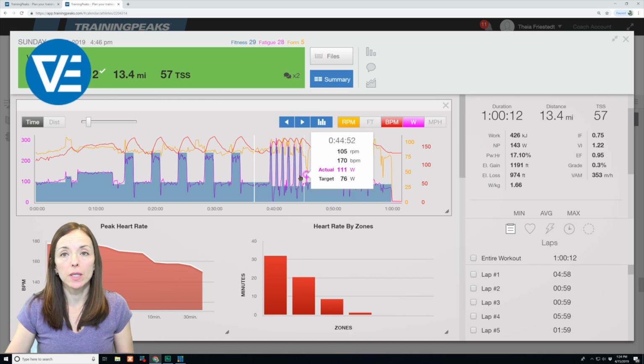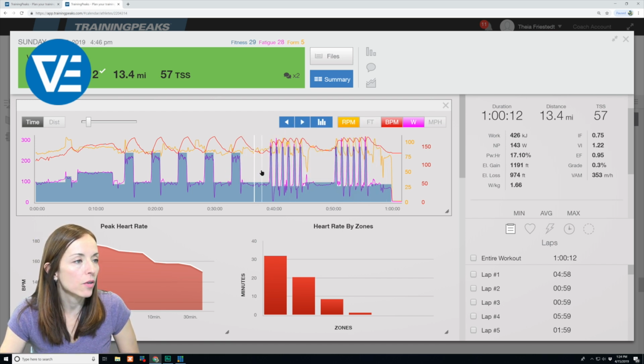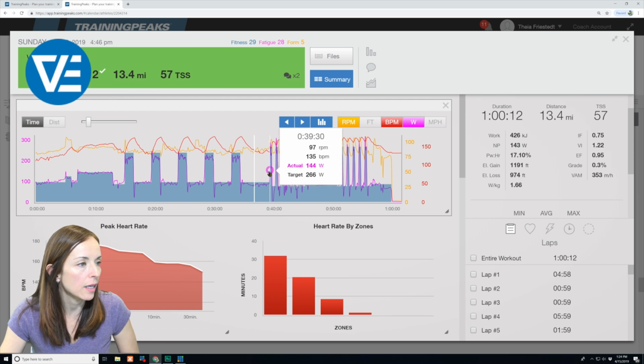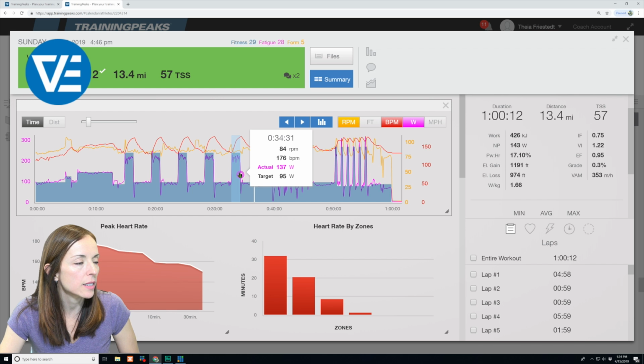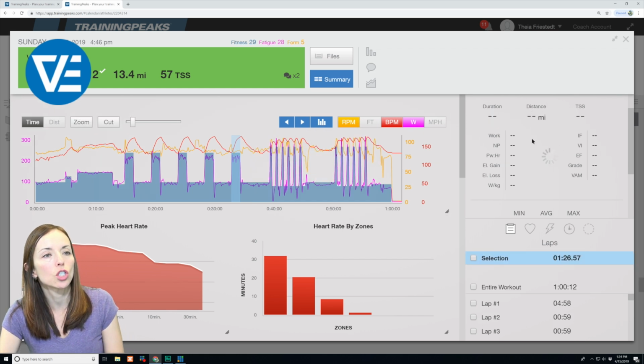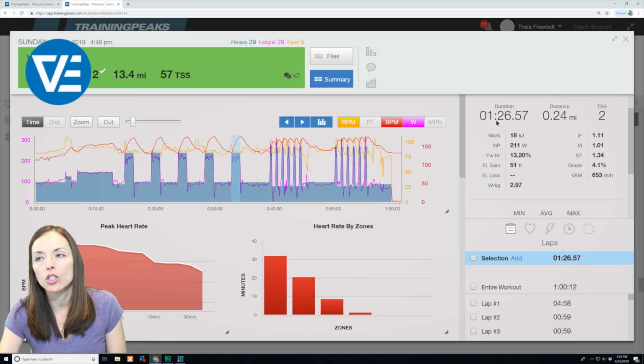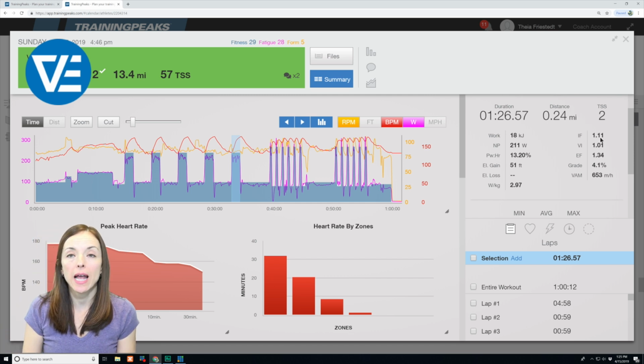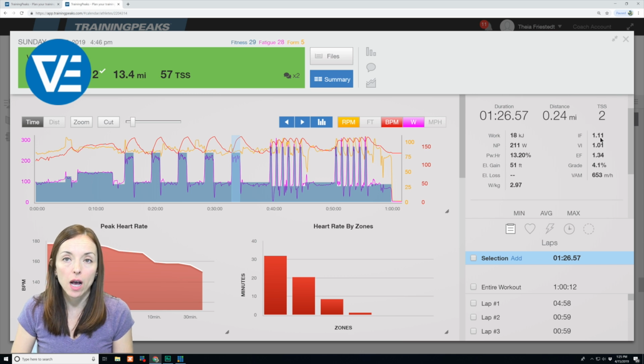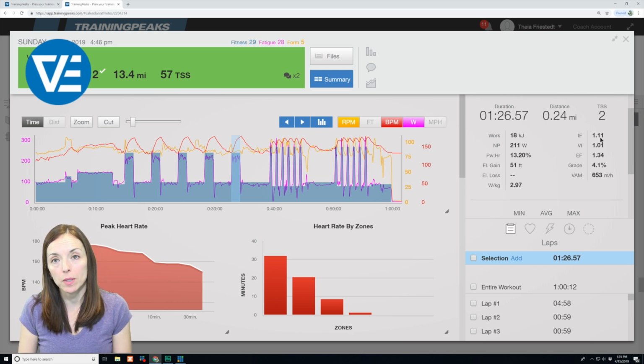Now, if you have a premium edition, you can select any part of this workout. So I'm going to select an interval here. I drag my mouse and select a little interval. That interval then is going to show on the right side. See, it's calculating it. And it's going to show me that interval was a minute, 26 seconds. The normalized power was 211 watts. The IF, intensity factor, was 1.11. That means that minute and a half was the equivalent of doing 110% of FTP. That was the interval.